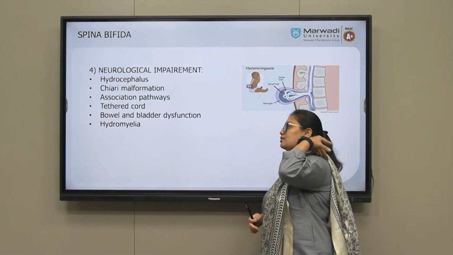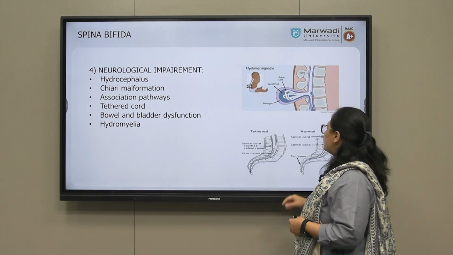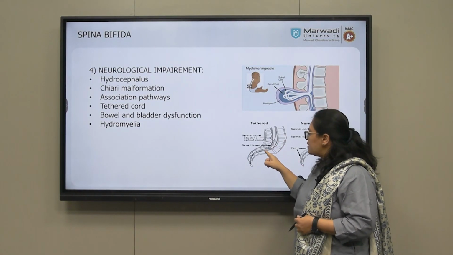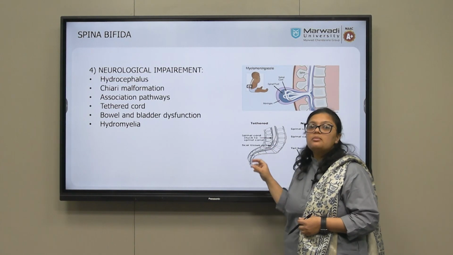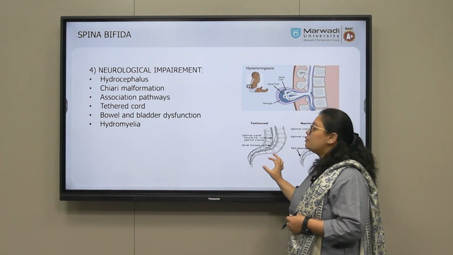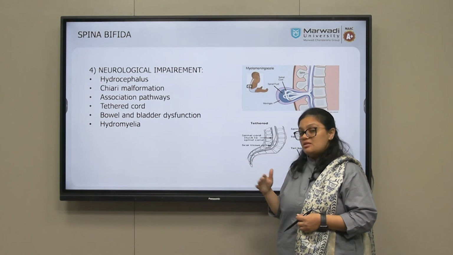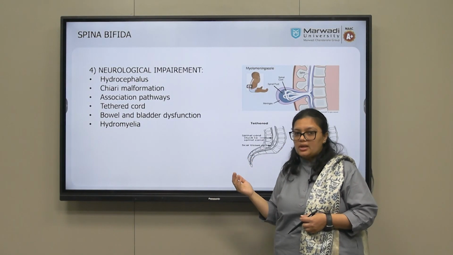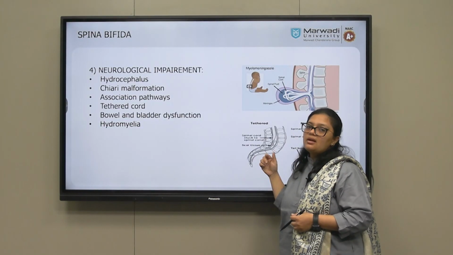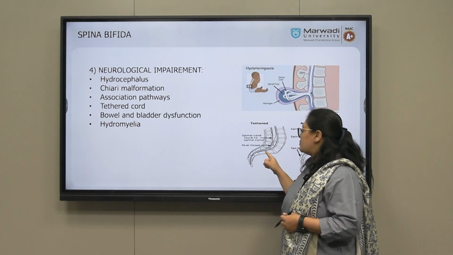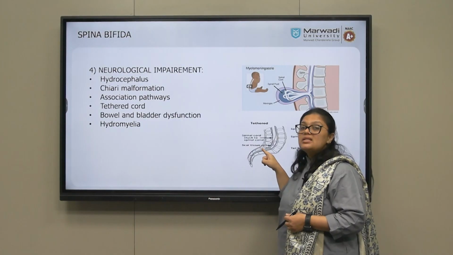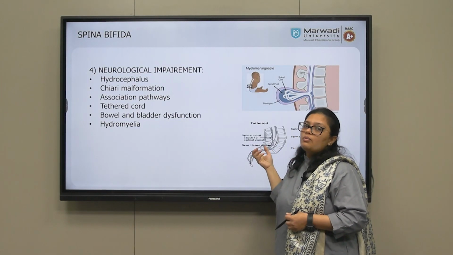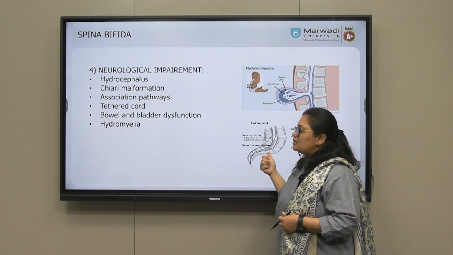Then tethered cord syndrome. Now what do you understand by the term tethered cord? Tethered cord means the end of the spinal cord attaches to the vertebral column. Ideally it should be free. The spinal cord should be free because it is a nervous structure and it requires some bit of mobility. Otherwise, if it gets adhered, then you will have issues. So the spinal cord gets tethered and adhered to the vertebral column. So that is tethered cord syndrome.